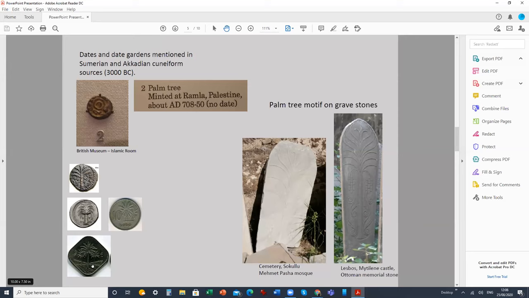And of course they are on a lot of coins. The first one, which apparently is quite old, only 750 AD, was minted at Ramla in Palestine, and that shows a palm tree on it.